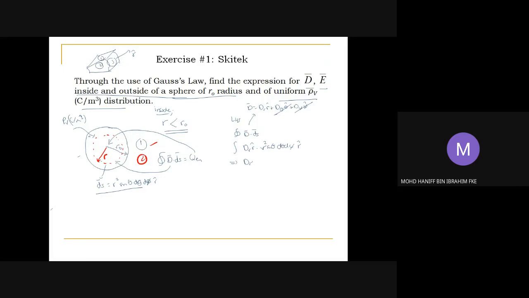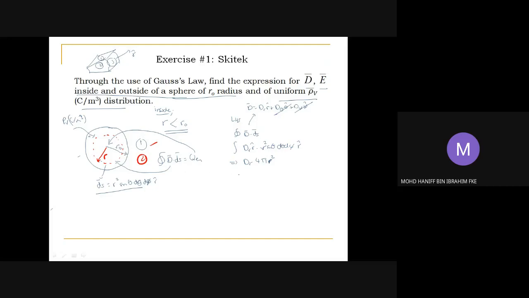We're going to have Dr, and we integrate this one. We're going to have 4πr², which is the surface area for this particular Gaussian surface, the red colored surface. We'll have an area of 4πr² because the radius of it is r. Remember, r is a variable, which is any radius less than r naught, or any point inside the sphere structure. So you have to remember that.